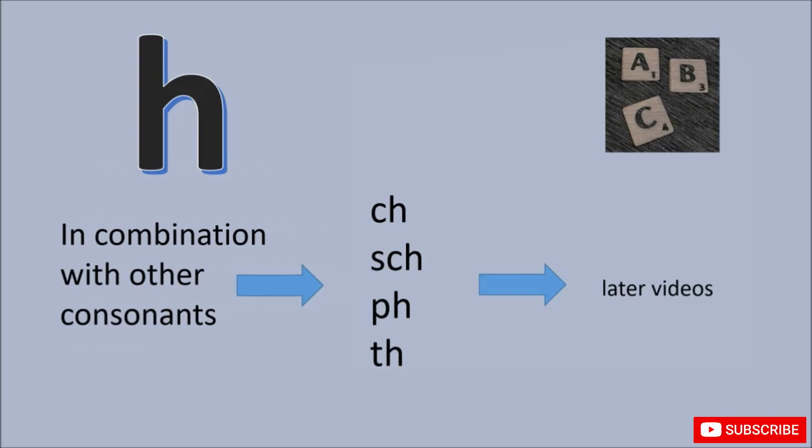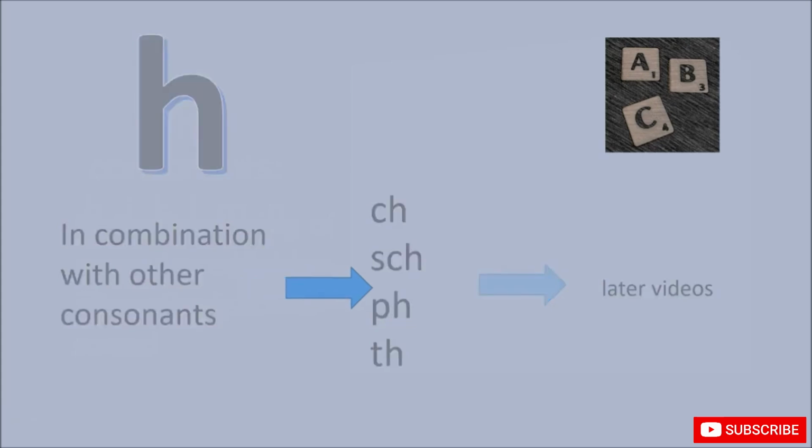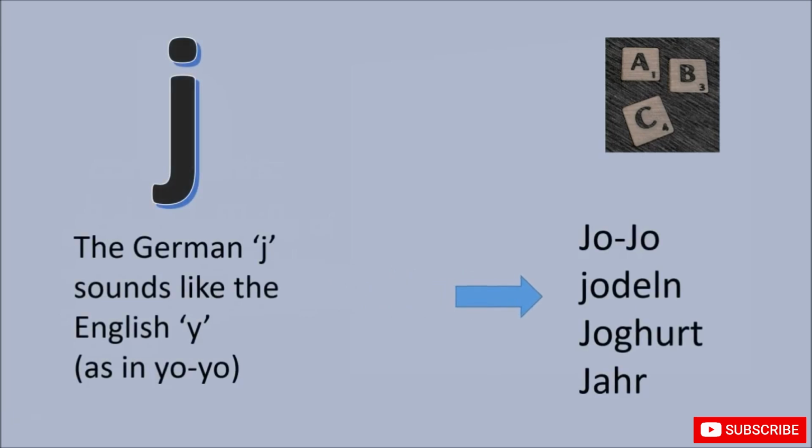The letter H, of course, comes in lots of other combinations. CH, SCH, PH and TH. And I'm covering those in the videos with the letter C and S and P and T. The German J sounds like the English Y, as in yo-yo. And actually, if you look at the words in English, they would be spelled with a Y. So yo-yo, jodeln, Joghurt, ja.